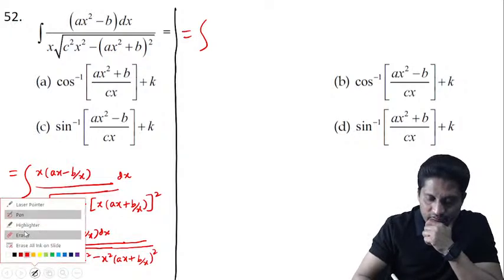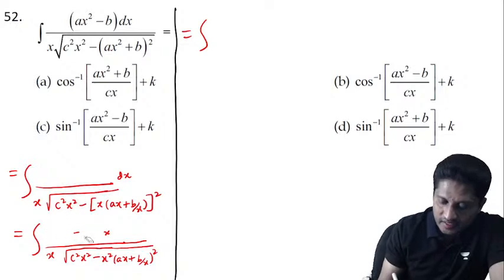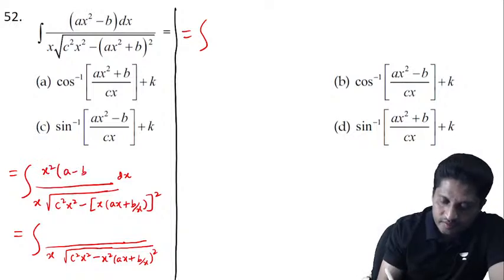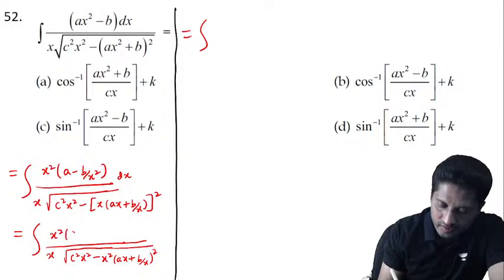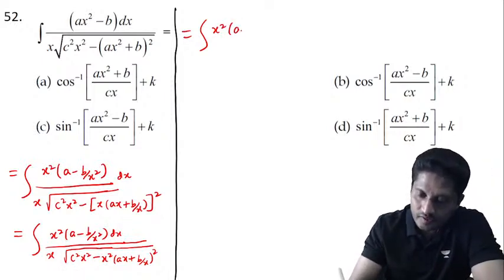alright, now what I'll do is in the numerator, I will take x square common so that I can cancel that x square. So if I take this x square out, this will be equal to a minus b by x square. Here also same, this is x square into (a minus b by x square), and then this is dx.